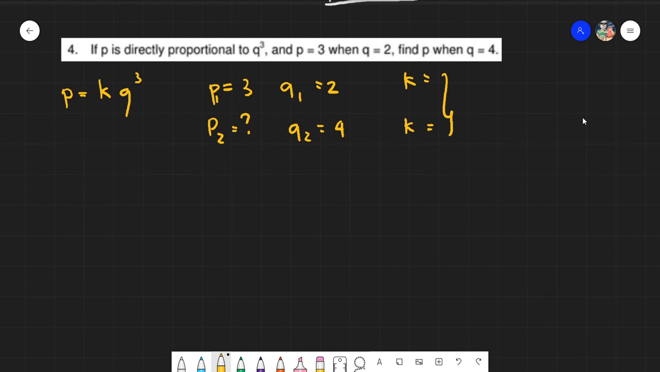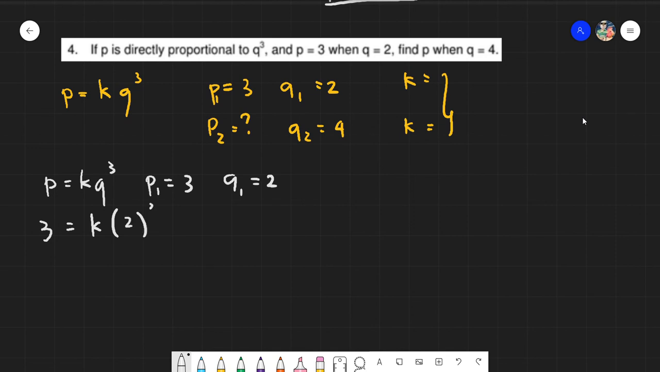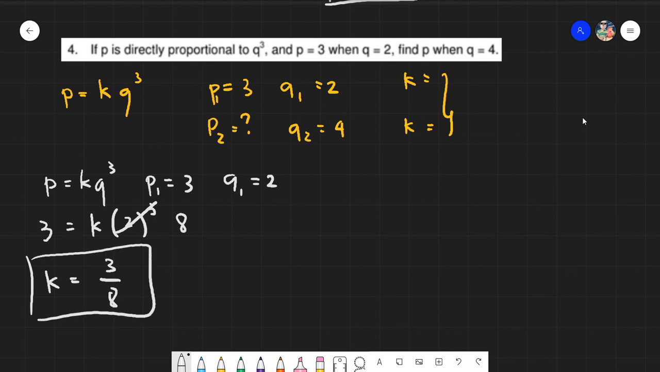Now let's try to solve for our given. We have P is equal to K Q cube. P sub 1 is equal to 3 and Q sub 1 is equal to 2. Substitute, we will have 3 is equal to K times 2 cube. And 2 cube is simply 8. So transpose 8, it would become K is equal to 3/8, our K.